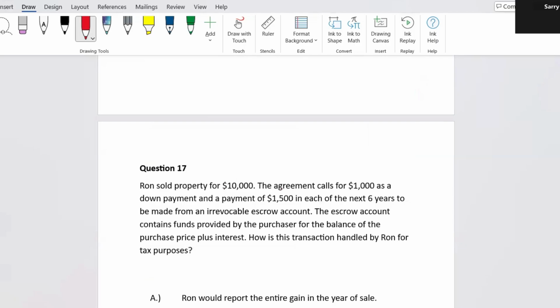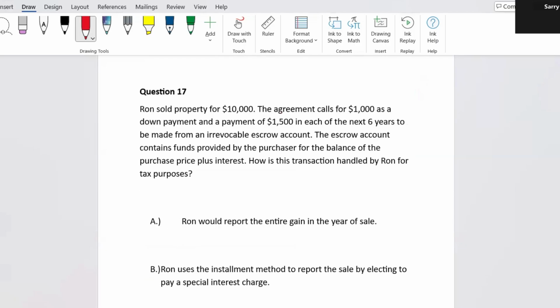Question number 17, Ron sold property for $10,000. The agreement calls for $1,000 as a down payment and a payment of $1,500 in each of the next 6 years to be made from an irrevocable escrow account. The escrow account contains funds provided by the purchaser for the balance of the purchase price plus interest. How is this transaction handled by Ron for tax purposes?